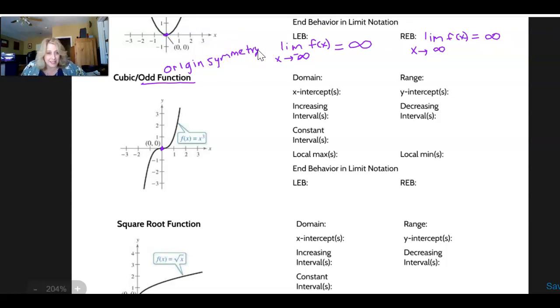Now a line that goes through 0, 0 also has origin symmetry, right? Because you could rotate it 180 degrees and it'd be the same picture. Okay? All right, so it's a cubic function, y equals x cubed. The domain, once again, is going from negative infinity to positive infinity. The range, from the lowest to the highest point, is also going from negative infinity to positive infinity. Okay. The x-intercept and the y-intercept are both the same. They're at 0, 0.